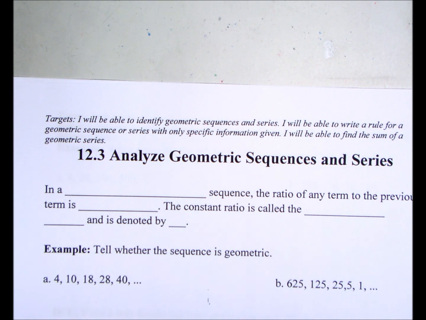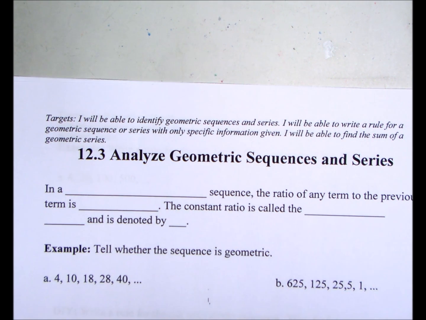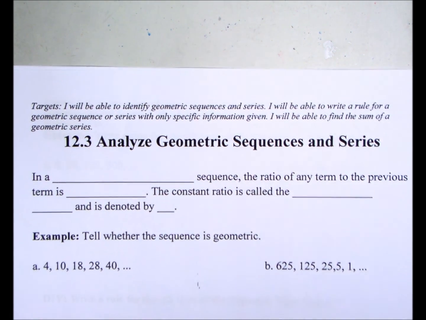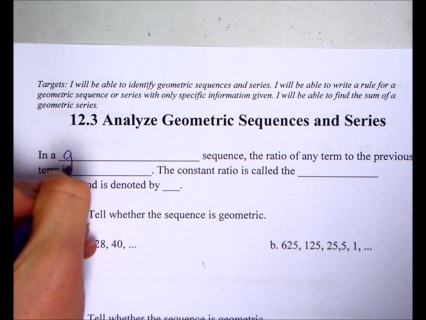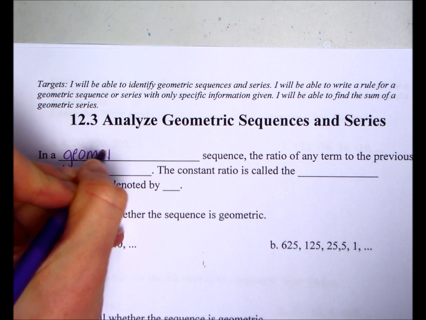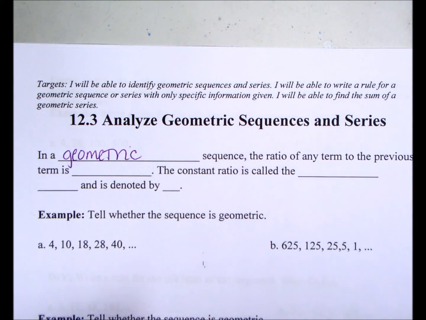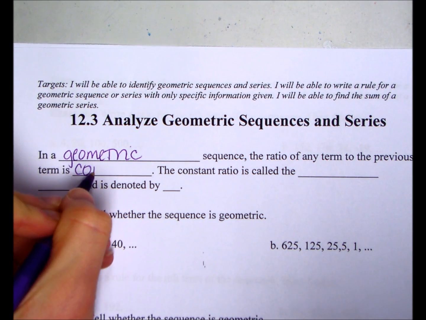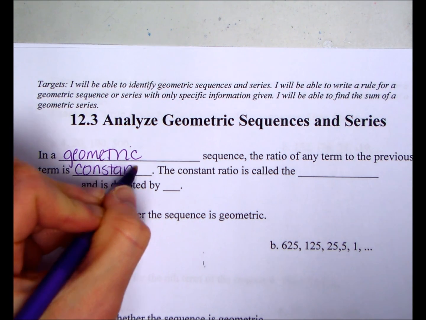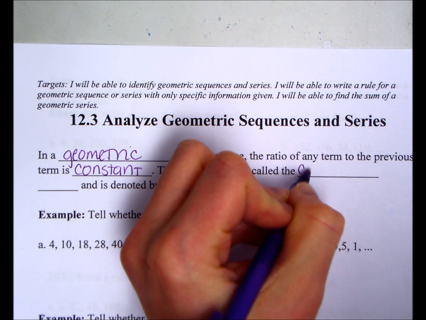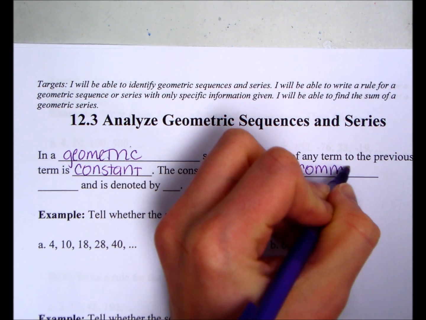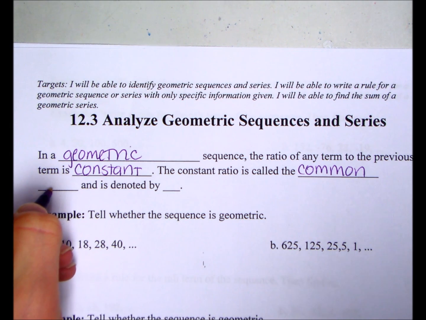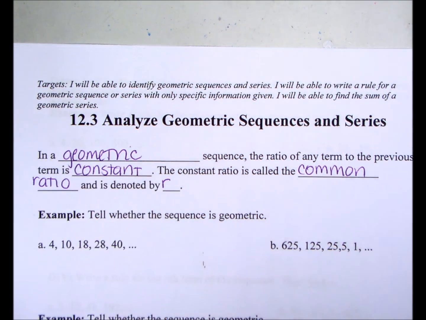Okay, so the other type of sequences and series we're going to talk about, the only other type, is what we call geometric sequences and series. In a geometric sequence, the ratio of any term to the previous term is constant. The constant ratio is called the common ratio, and it is denoted by r.